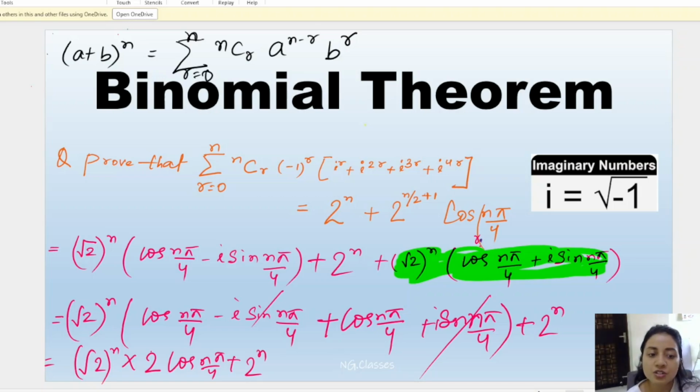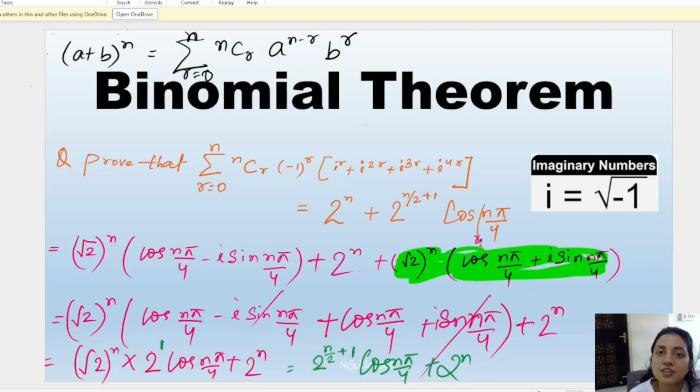Now we are almost done. We just have to take this root 2 to the power n and 2 together. So this root 2 to the power n is nothing but 2 to the power n by 2, as root means power 1 by 2, right? And again one more 2 is there. So this exponent will get added over here: 2 to the power n by 2 plus 1, cos n pi by 4, plus 2 to the power n. So yes, we got left hand side equal to right hand side.